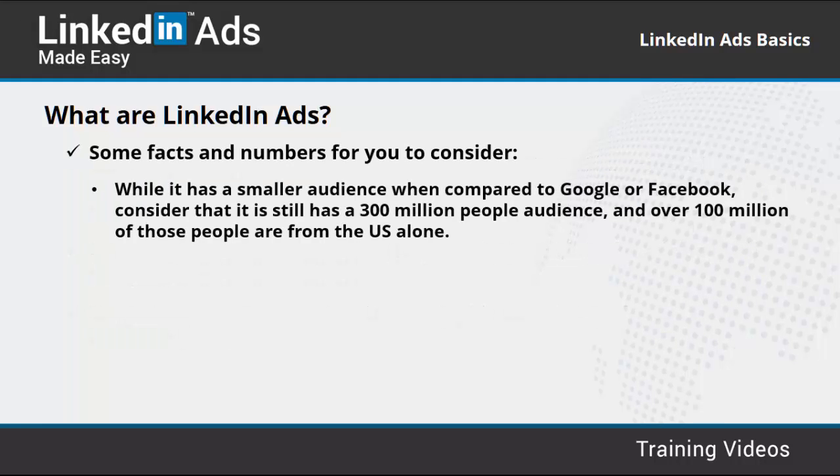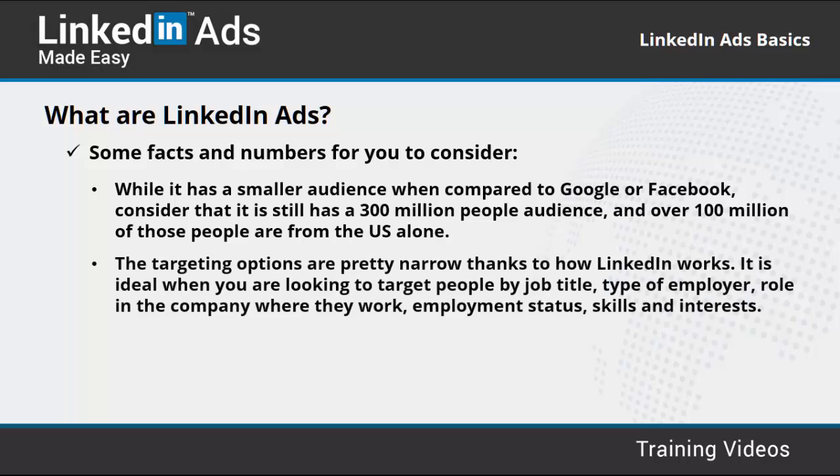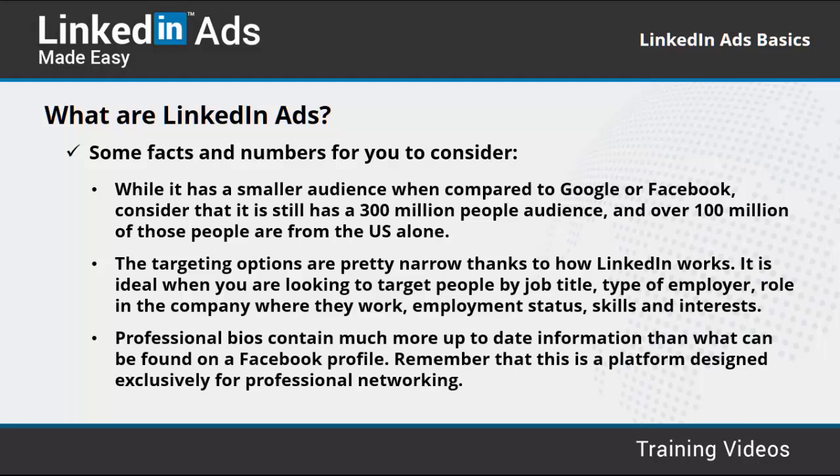While it has a smaller audience when compared to Google or Facebook, consider that it still has a 300 million people audience, and over 100 million of those people are from the U.S. alone. The targeting options are pretty narrow thanks to how LinkedIn works. It is ideal when you are looking to target people by job title, type of employer, role in the company, where they work, employment status, skills and interests. Professional bios contain much more up-to-date information than what can be found on a Facebook profile. Remember that this is a platform designed exclusively for professional networking.